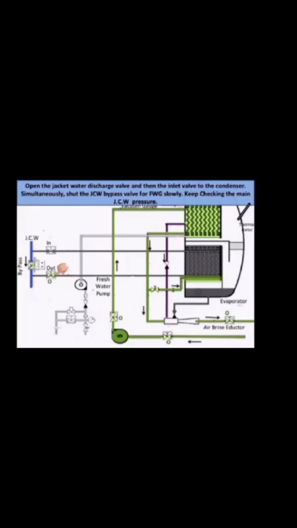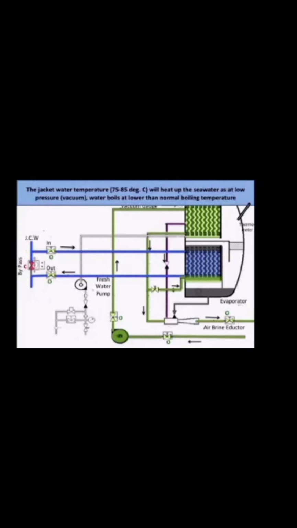Open the jacket water discharge valve and then the inlet valve to the condenser. Simultaneously shut the jacket cooling water bypass valve for the FWG slowly. Keep checking the main jacket cooling water pressure. The jacket water temperature of 75 to 85 degrees Celsius will heat up the seawater, as at low pressure vacuum water boils at lower than the normal boiling temperature.